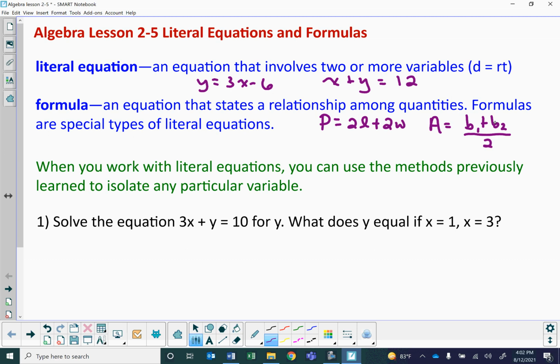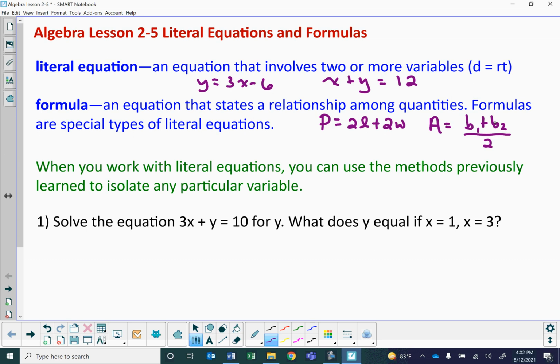When you work with literal equations, you can use the methods previously learned to isolate any particular variable. Treat all the other variables like they were numbers. They're like terms if and only if they're the same variable raised to the same power or with the same subscript. Like in the formula above, I have b1 and b2. b1 is not the same as b2. They are two different things.